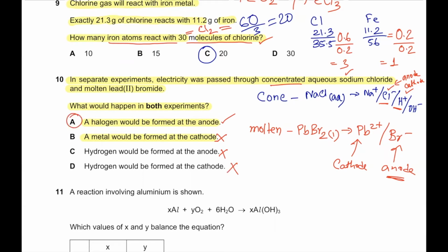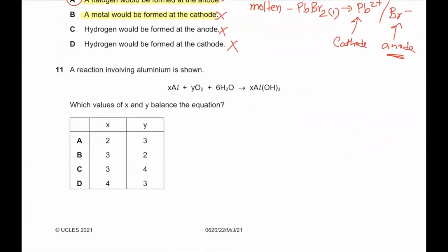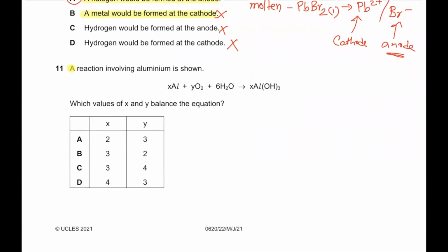Guys, now we're going to go from question number 11 to question number 20. So let's try a rapid fire. A reaction involving aluminium is shown. We can see aluminium reacting with oxygen and water, producing aluminium hydroxide with X quantity. So the question says which values of X and Y balance the equation.